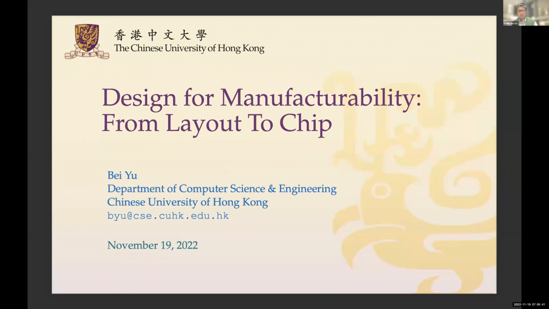Let me share the screen. It's really an honor to be here to give a talk about manufacturability. This is a topic which I have been working on since I joined Professor David Pan's group as a PhD student back in 2010. Today I will cover some important design stages from layout to chip.